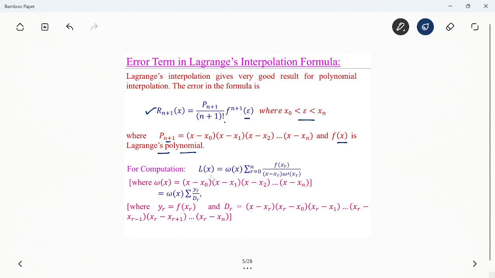For computation, L(x) equals omega(x) times the summation over r equals 0 to n of f of xr divided by (x minus xr) w dash of xr, where w(x) is (x minus x0)(x minus x1)(x minus x2) up to (x minus xn). Or w(x) times the summation of yr by dr, where yr is f of xr, and dr is (x minus xr)(xr minus x0)(xr minus x1)...(xr minus x(r-1))(xr minus x(r+1))...(xr minus xn).